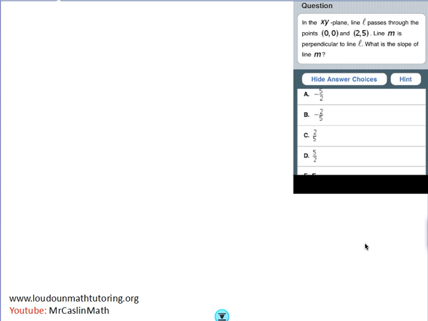I've got a quick SAT question of the day for you. This one comes from Algebra 1. One of the basic concepts in Algebra 1 was finding the slope of a line.